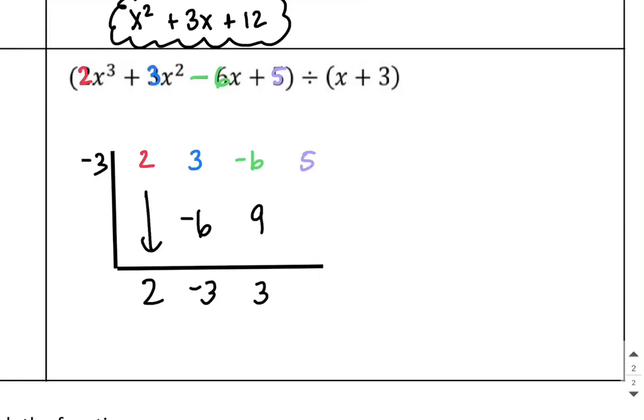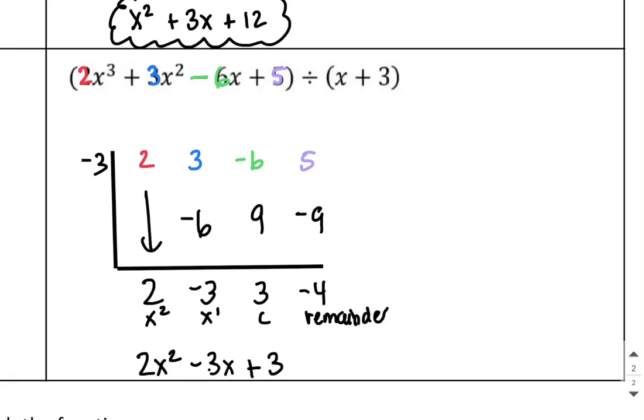And then I have negative 3 times 3, which gives me negative 9. I have a remainder of negative 4. So this is my remainder. This is my c. This is my x to the first power coefficient. And this is my coefficient for x squared. So my final answer is 2x squared minus 3x plus 3.